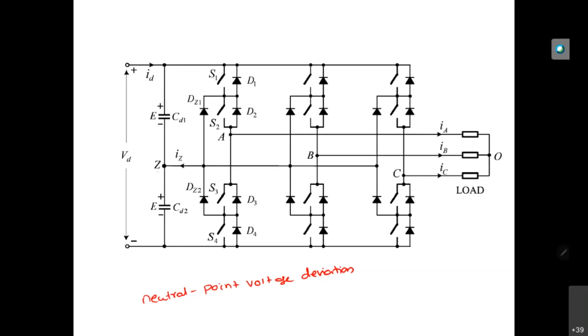Let us assume that this is the neutral point. So Z is the neutral point. Assume that the voltage between here and here is Vz. So this Vz is the neutral point voltage. We already discussed that.